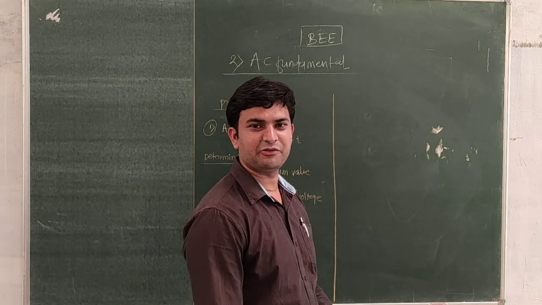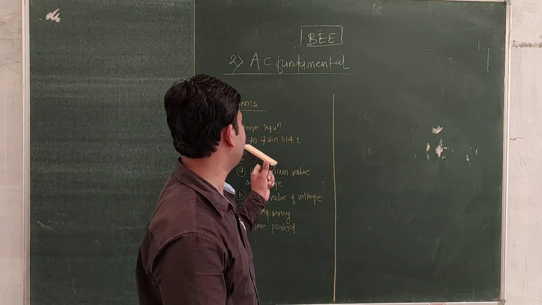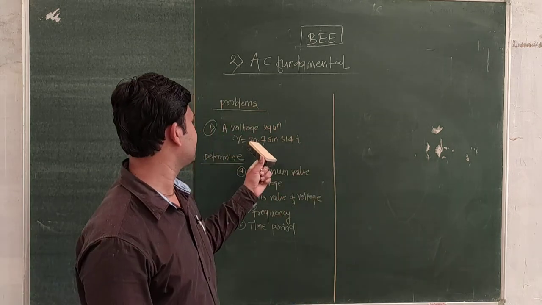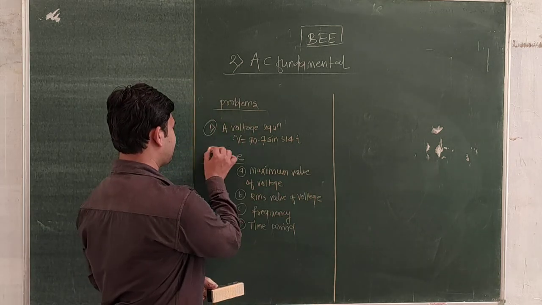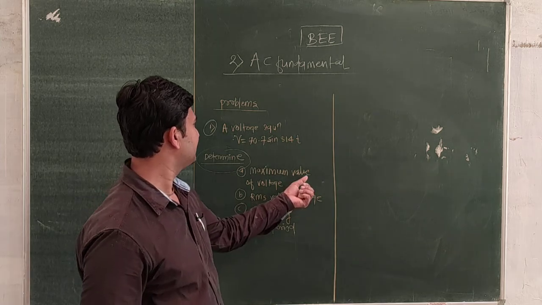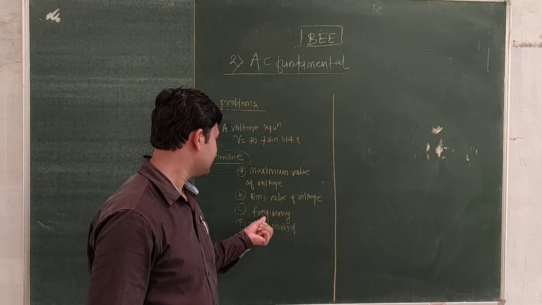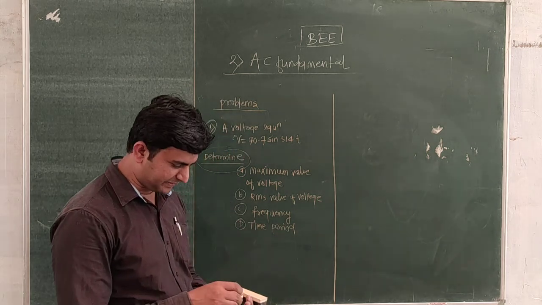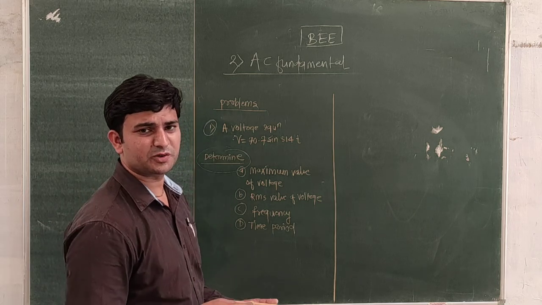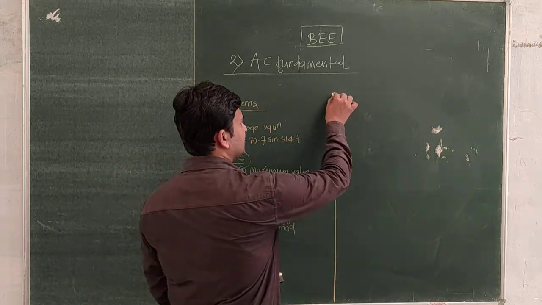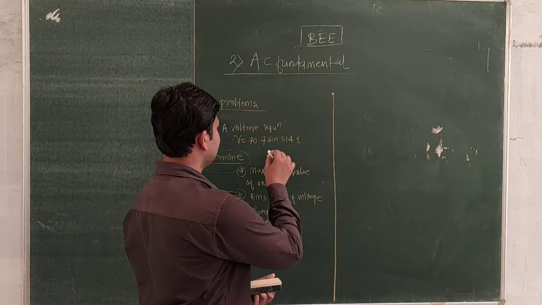So we will take one problem, the voltage equation V is equal to 70.7 sin 314 t. What we have to determine is the maximum value of the voltage, the RMS value of the voltage, the frequency and the time period. So before solving any problem, how do we solve that problem? We will discuss that.